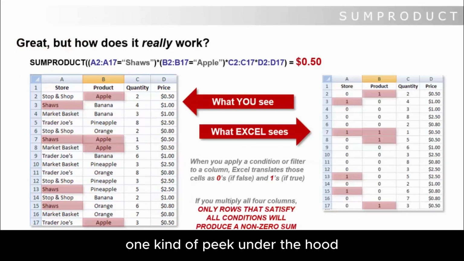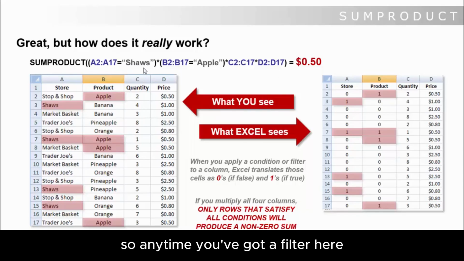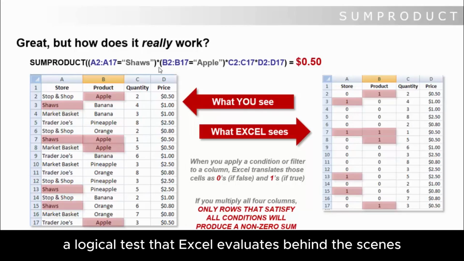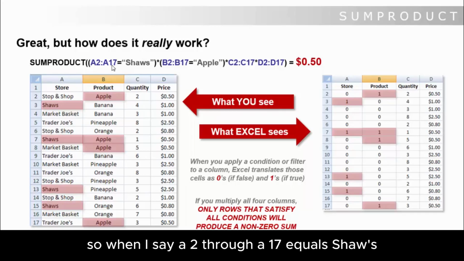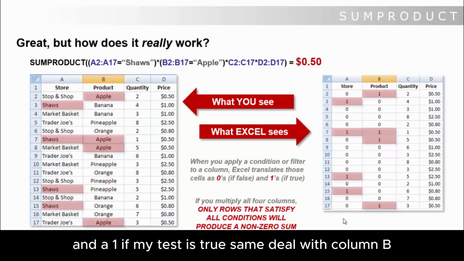So one kind of peek under the hood to understand how it's really working is to compare how you see the data versus how Excel is interpreting the data. Anytime you've got a filter here, it's essentially a logical test that Excel evaluates behind the scenes. So when I say A2 through A17 equals SHAs, that gets translated on the back end into a series of zeros and ones, where it's a 0 if my test is false, so if the store does not equal SHAs, and a 1 if my test is true. Same deal with column B.